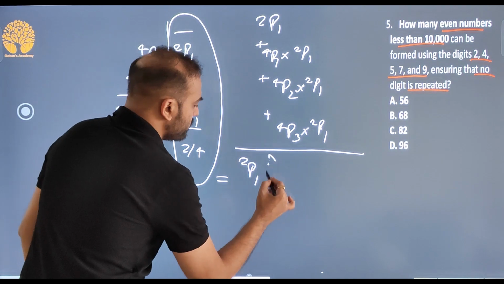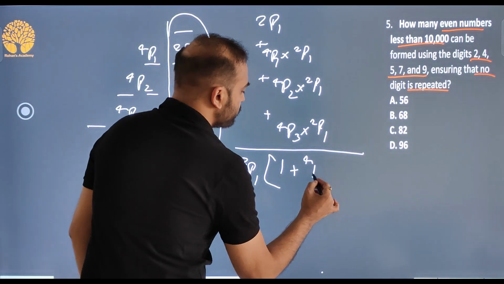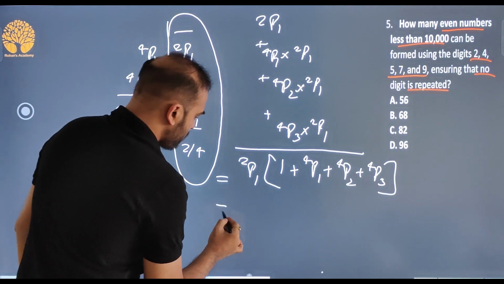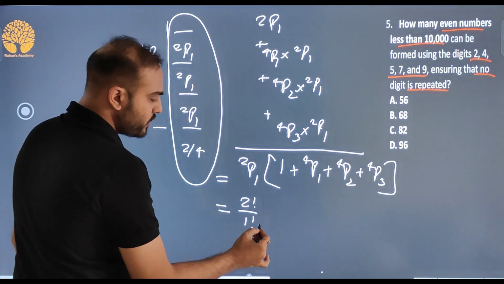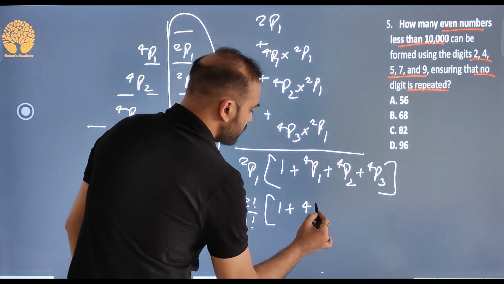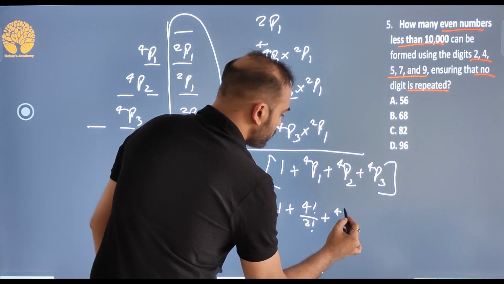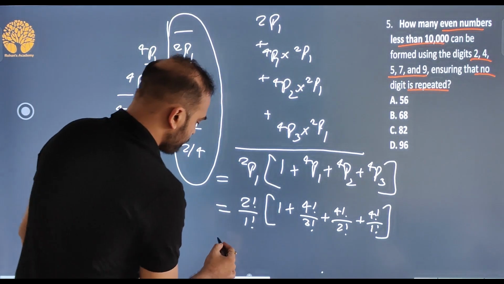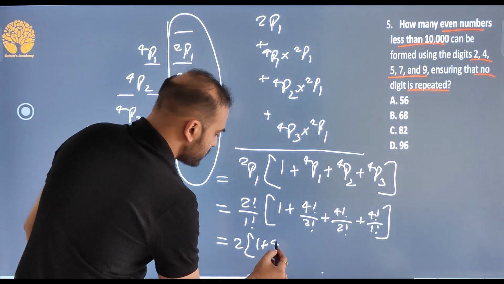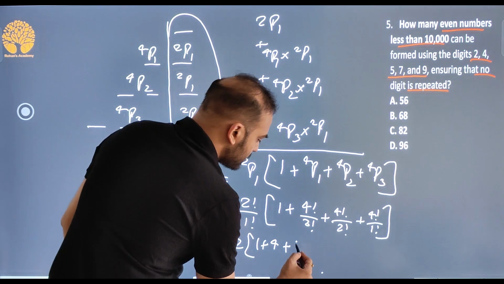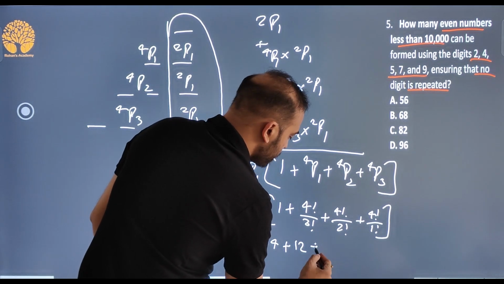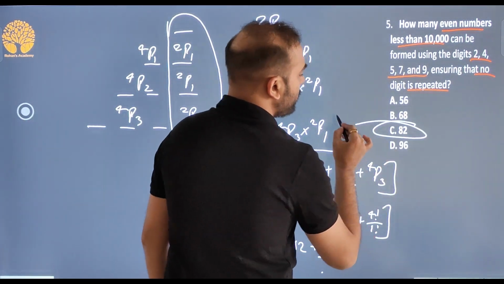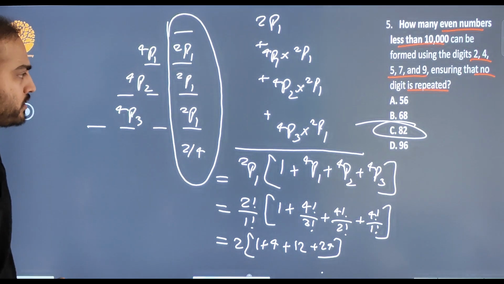I take 2P1 common. I get 1 plus 4P1 plus 4P2 plus 4P3. 2P1 is 2 factorial by 1 factorial. 1 plus 4 factorial by 3 factorial, 4 factorial by 2 factorial, 4 factorial by 1 factorial. That's 2 times (1 plus 4 plus 12 plus 24). 36, 40, 41, 41 into 2, 82.